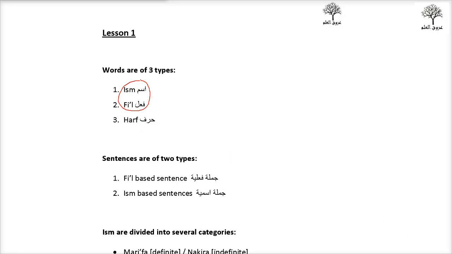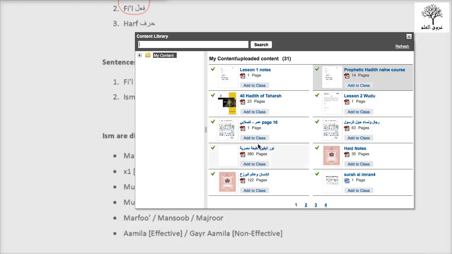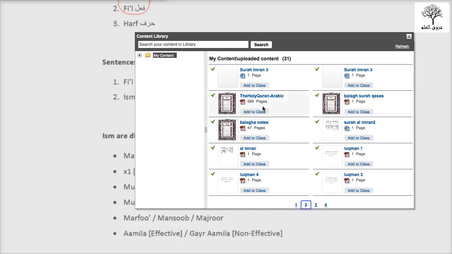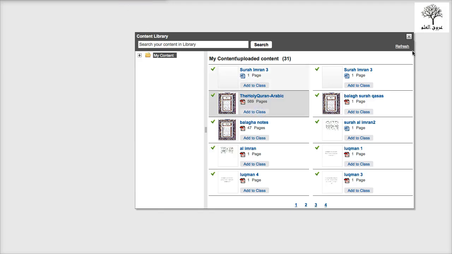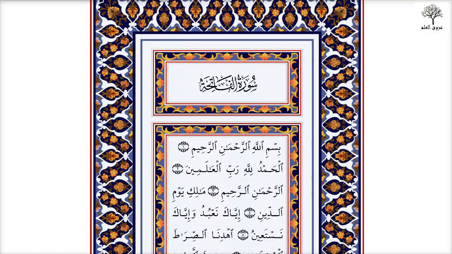So sentences are divided into two categories: jumla fi'liya and jumla ismiya. And this is why it's extremely important to understand this now, because every single sentence in the Quran, let me just bring up a page of the Quran for you guys just to see. Can everyone see this? Yeah, I've got Surah Fatiha on the screen.